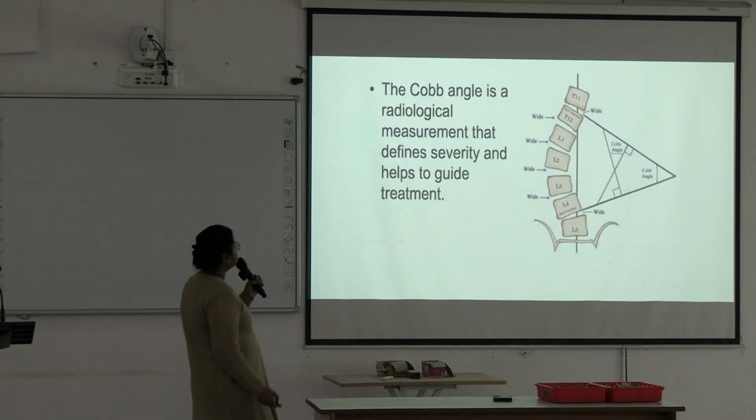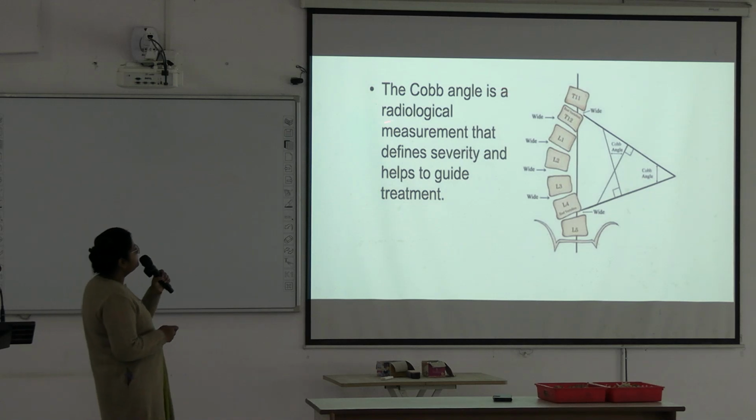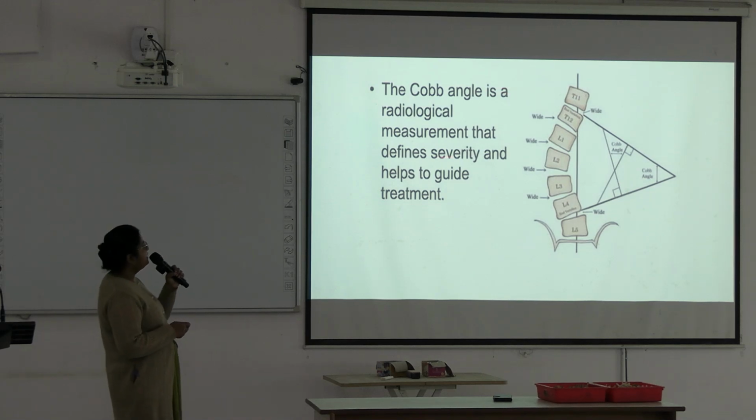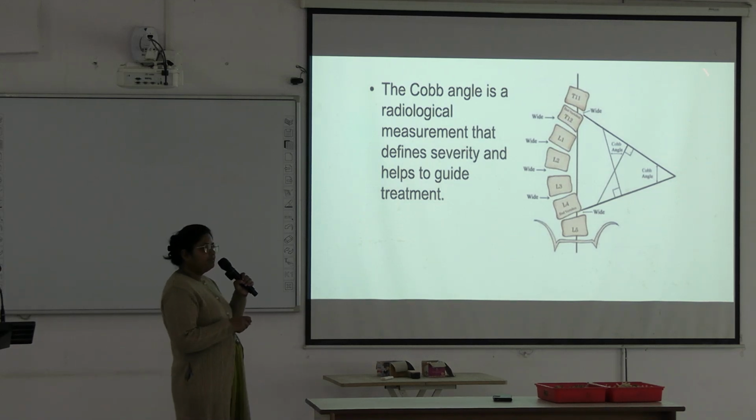Next, the Cobb angle is a radiological measurement that defines the severity and helps to guide the treatment. So we have to take a line from the beginning of the curve and one line from the end of the curve, and draw a perpendicular to each of the lines, and the angle formed between these perpendicular lines is known as the Cobb angle.